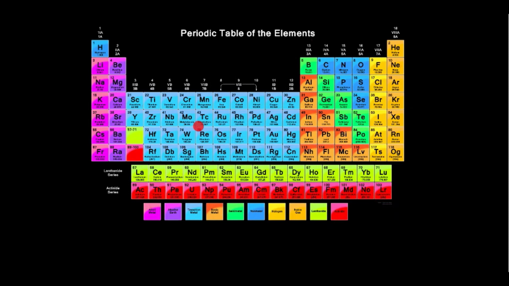Fifth period is similar to the fourth period. Fifth period also contains 18 elements. Out of these 18 elements, 8 elements are normal elements, while remaining 10 elements are transition elements.